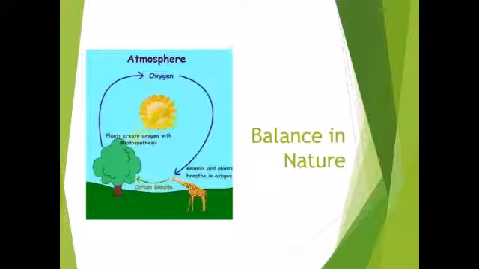If we increase the number of animals, then there will not be sufficient oxygen and food supply for the animals, so it will be a problem for everyone. And if we increase the number of plants, then plants would not get sufficient carbon dioxide to make their food. So this way there should be a proper balance between plants and animals. To maintain this balance we need to protect both plants as well as animals.